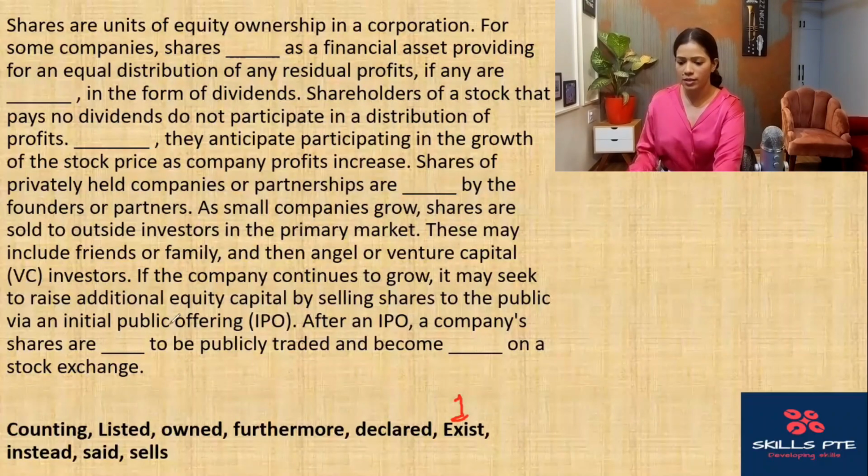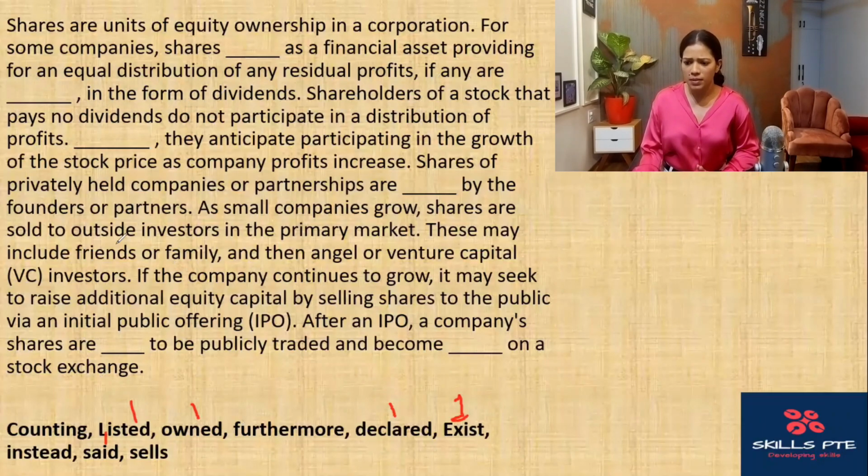And what are the options we have here? You have listed, you have owned, you have declared, and you have said. You might have missed this: say, said, said, it's a third form of your verb. So I'm going to add all the options here. If any are listed in the form of dividends, it's going well. If any are owned in the form of dividends, that is also going well. If any are declared in the form of dividends, that is also going well. Said can't be. So I don't know the answer, so I'm not going to fill this blank as of now.